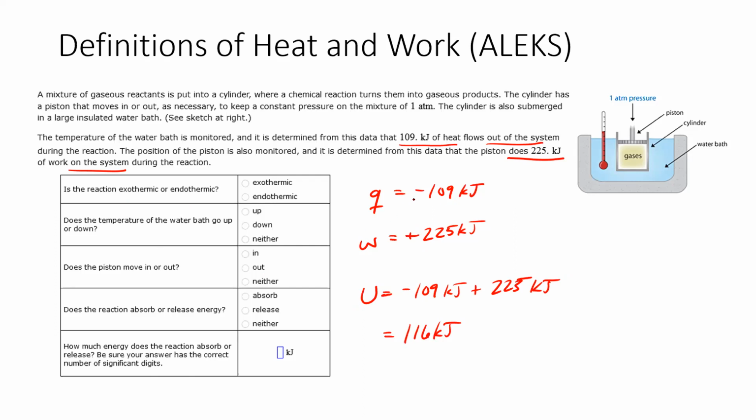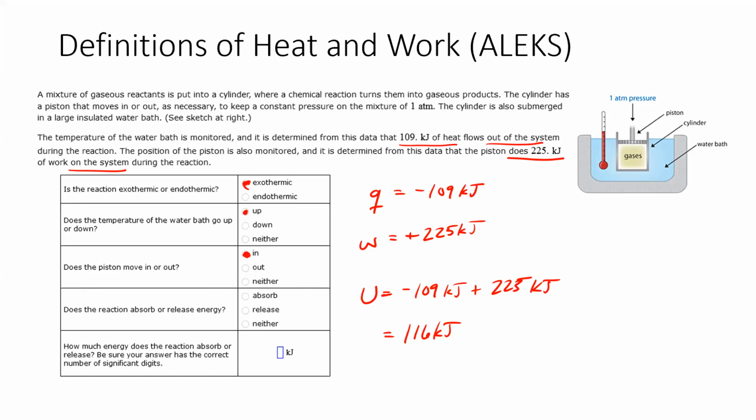Endothermic or exothermic? Q is negative, so it must be exothermic. That's it. If it's exothermic, is the temperature of the water bath going up or down? Up. That's right, up. It's leaving the system. It's got to go somewhere. It goes to the water. Temperature of the water goes up. If the piston is doing work on the system, is that piston moving out or moving in? It's moving in, right? It's moving in, absolutely, Griffin.